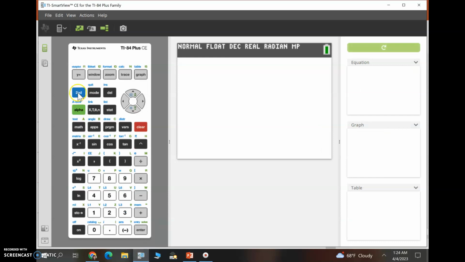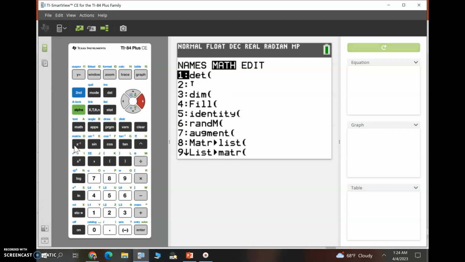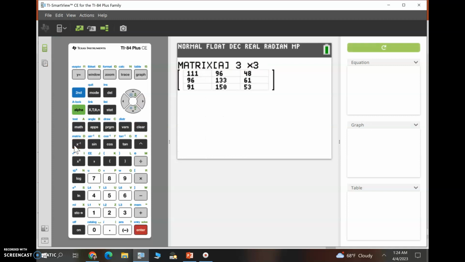All right, so on your calculator, you're going to go to matrix, and you're going to go over to edit and choose matrix A. And you can tell it whatever you want. So if it doesn't already say 3 by 3, no problem. As soon as you type 3, enter, 3, enter, it'll lay out a 3 by 3 for you. And these are going to be our observed values. I'll call them out to you. So 111, enter, 96, enter, 48, enter, 96, 133, 61, 91, 150, 53.